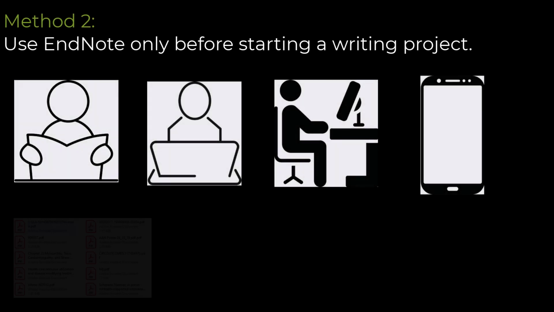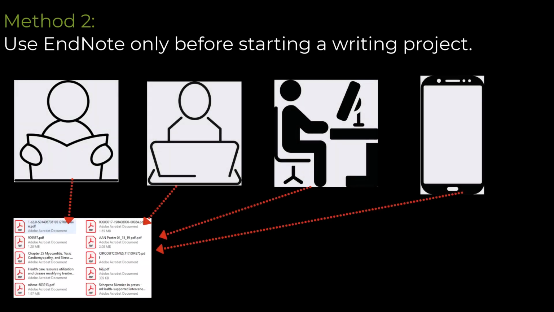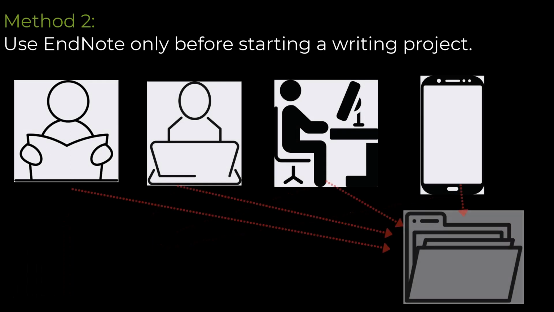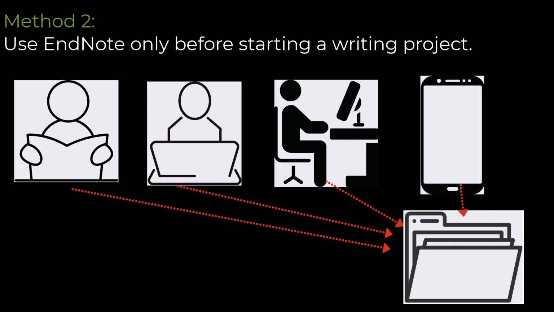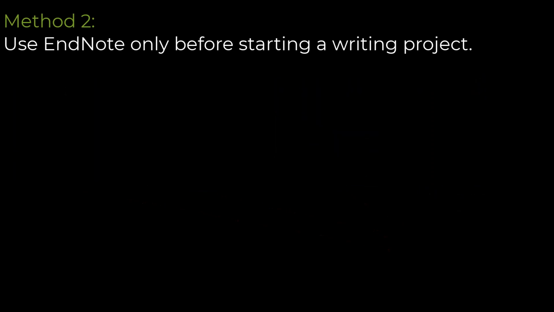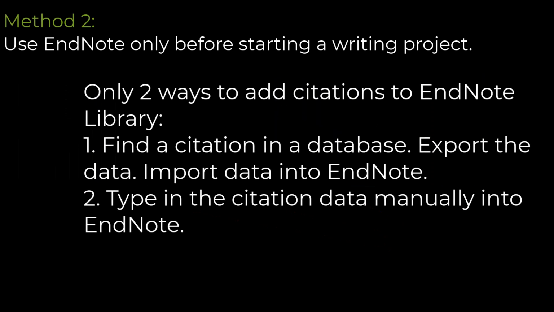Another way to use EndNote is to build a library right before you start a writing project. If you use EndNote like this, save the full text of the publications you encounter and think you might refer to in some storage system. Even something as low-tech as a physical folder in your office. Before you start writing a specific project, build an EndNote library.